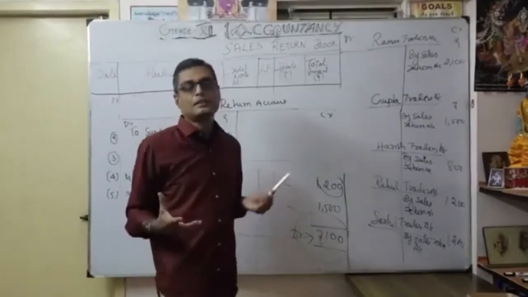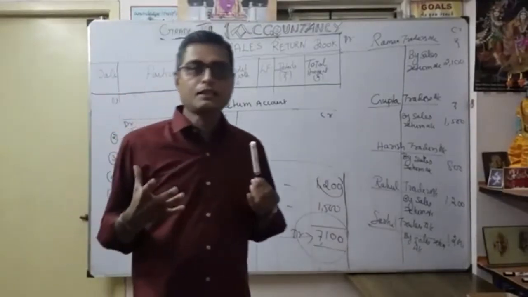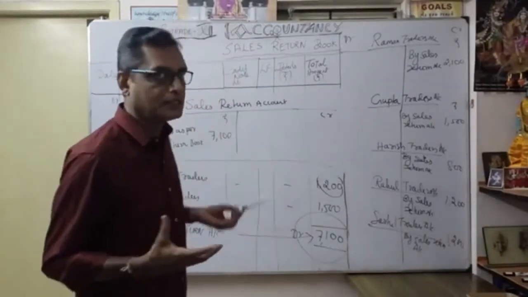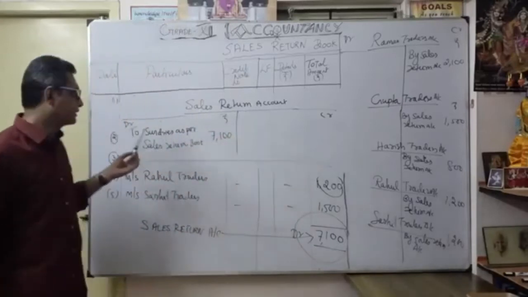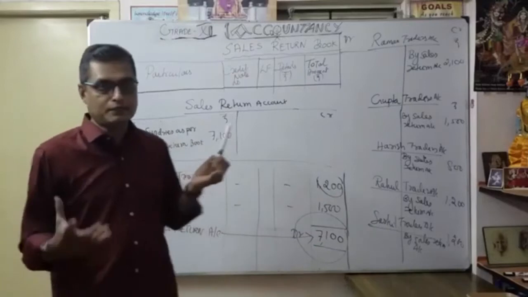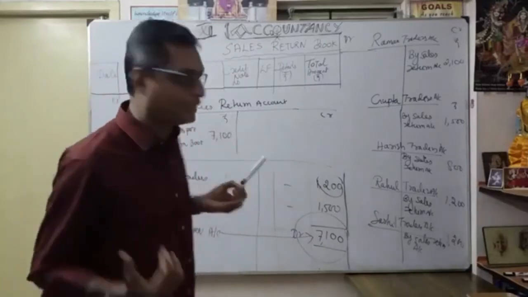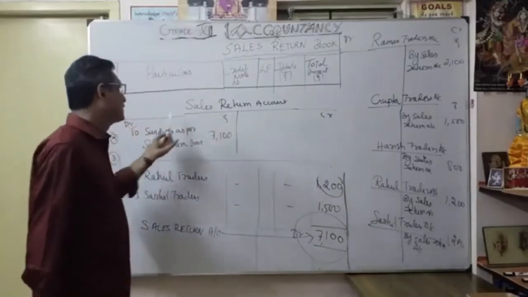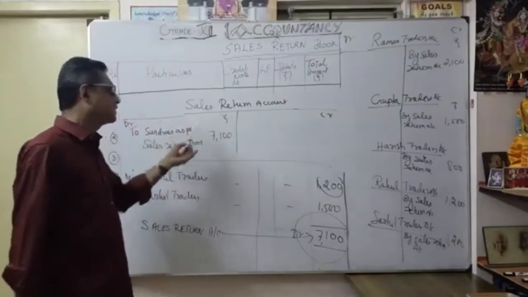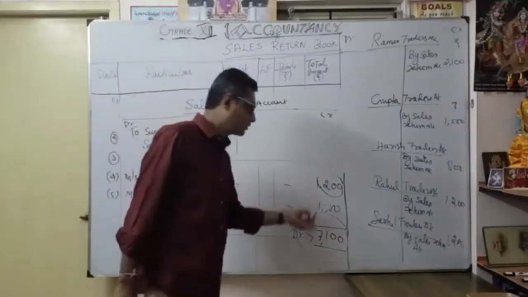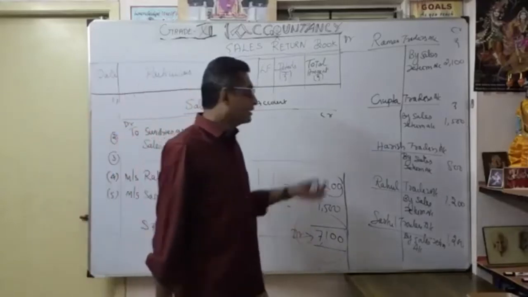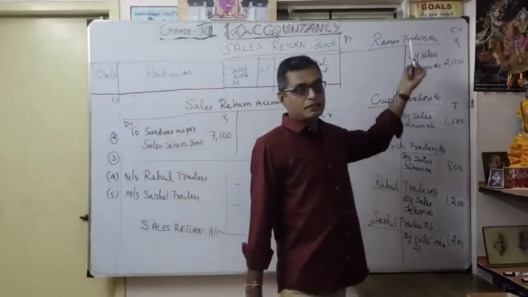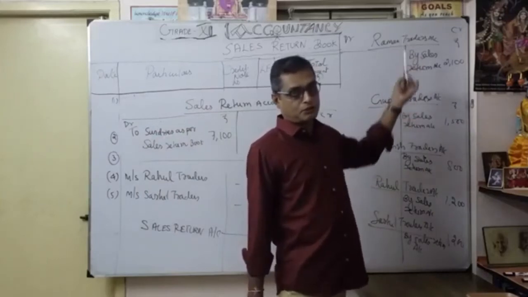So you have taken the total of the sales return book, 7,100, and transferred it to the sales return account, on the debit side. Why is it the debit side? We received the goods, so what comes in? Correct. That's simple. The sales return account records all the returns from all the customers together, 7,100 here. Individually you are going to record it in the customers' accounts also, separately.